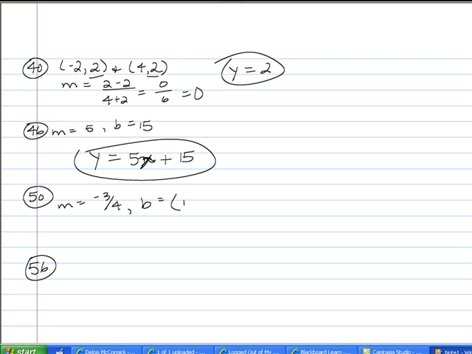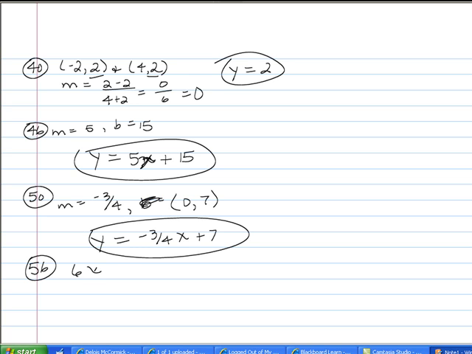Okay, and number 56. We're to write the equation in slope-intercept form, give the slope and the y-intercept. Okay, so we have 6x plus 5y equals 40. So we want to isolate the y. So I'll subtract 6x from both sides. Okay, then divide everything on both sides by 5. We end up with y equals -6/5 x plus 8.